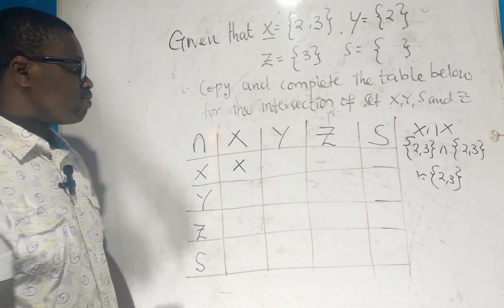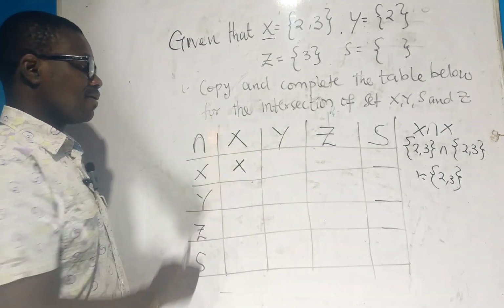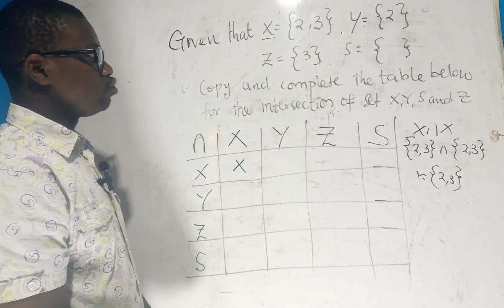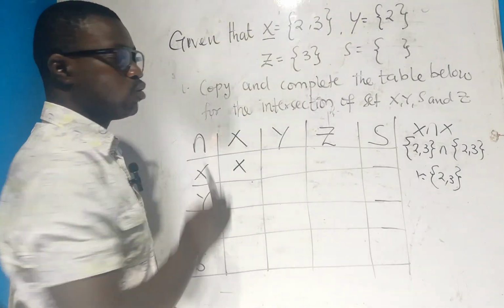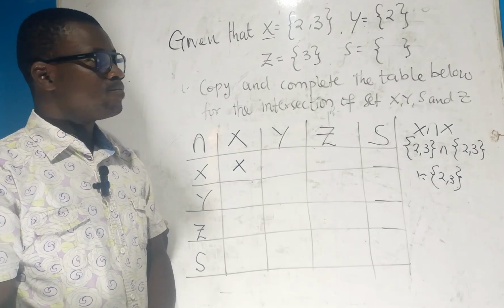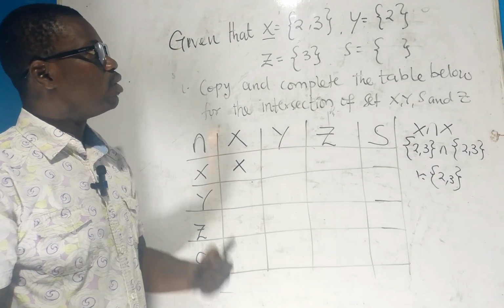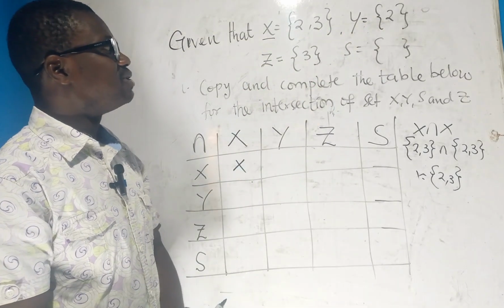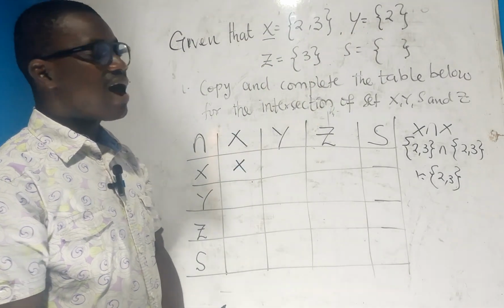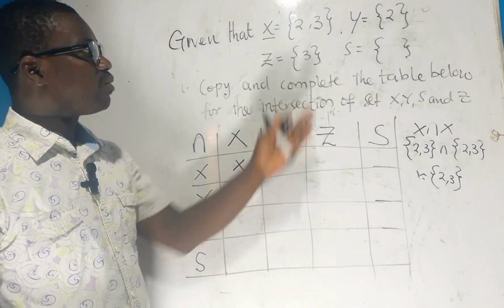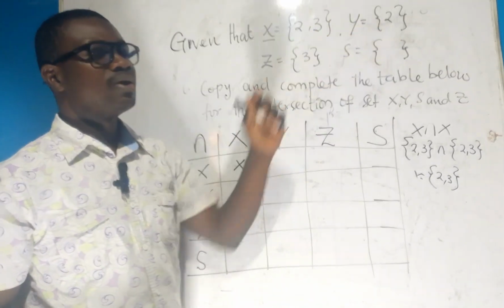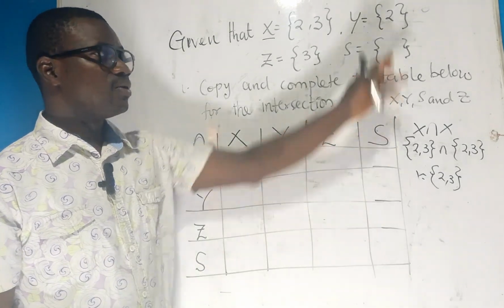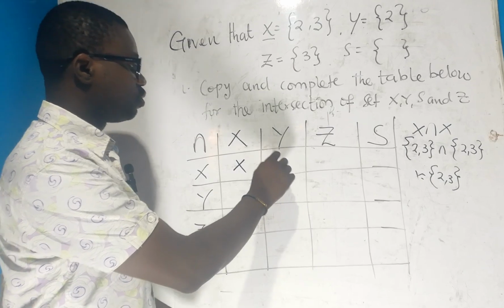Can we try another one? X intersection y. It means that the elements of x, 2 and 3, intersect with the elements of y. When we look at it, we see 2 here and 2 here, so the value is 2. Now, which set contains only the element 2? Y. So you put the value y there.